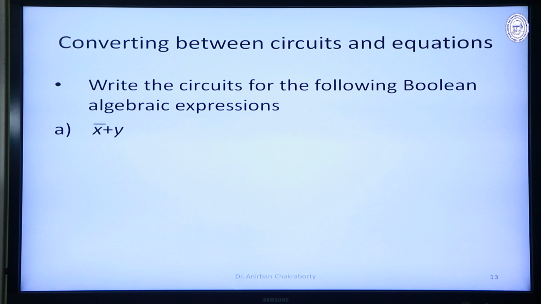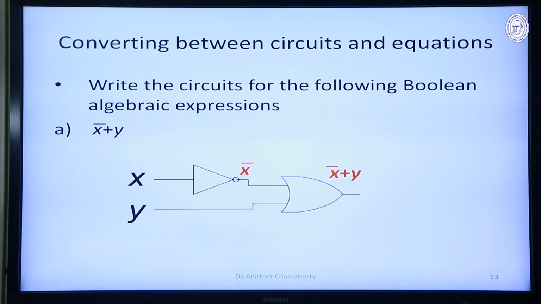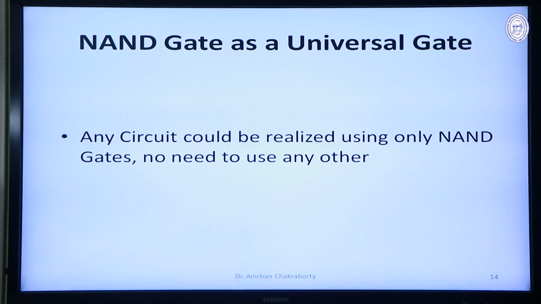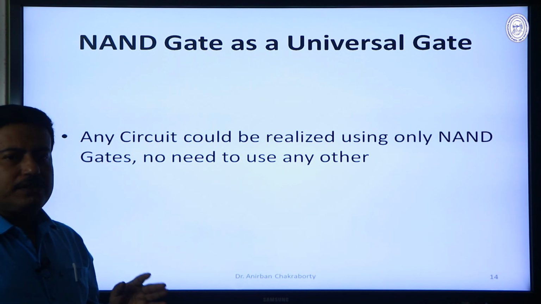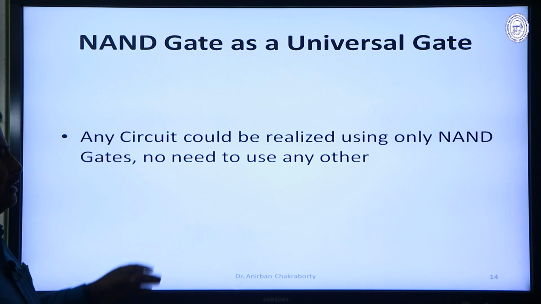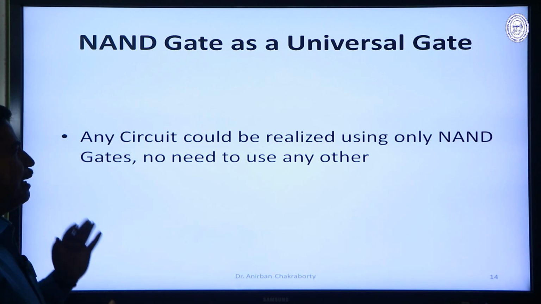Similarly, this is quite easy now for us: X bar plus Y, two variables X and Y. First I do the NOT operation on X, next the OR operation, logical OR meaning plus. So, X bar OR Y. Now, up to this point we have done realization of an expression using just the basic gates, meaning we have made use of three types of gates.